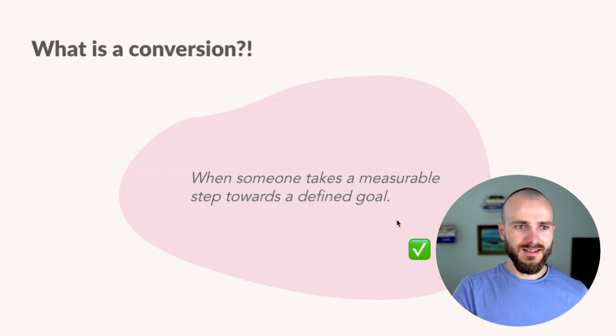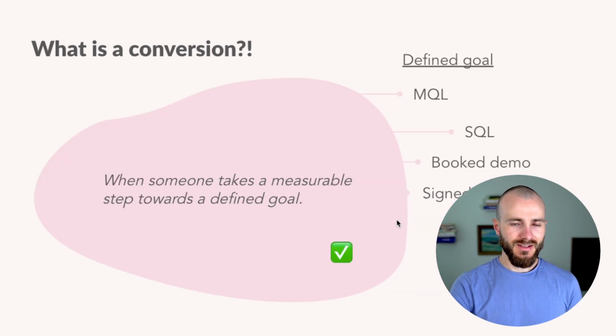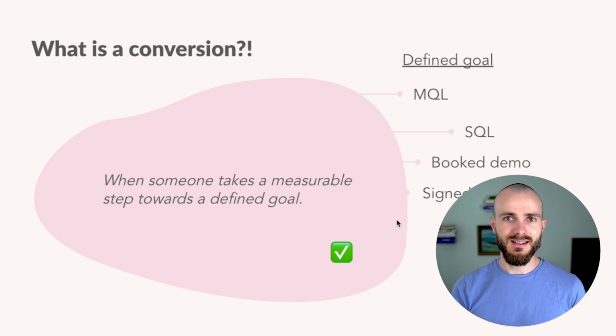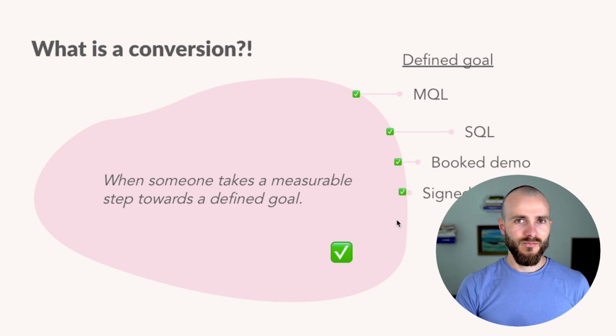A conversion is then when someone actually, for example, clicks your CTA, meaning they take a measurable step towards a defined goal. These defined goals could be, for example, generating a marketing qualified lead, a sales qualified lead, or getting further down the funnel, generating a booked demo or even a signed deal, or upgrade of an account. So these are all examples of conversion, taking that final measurable step towards fulfilling the goal.